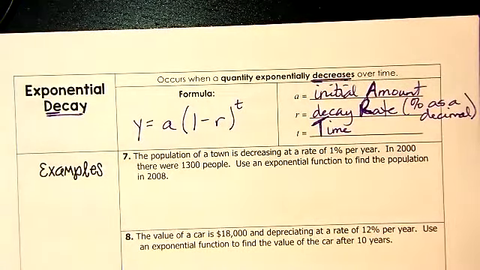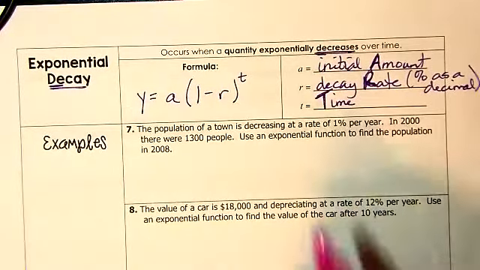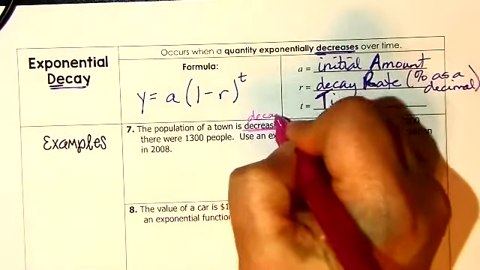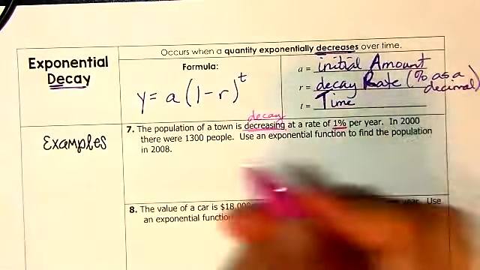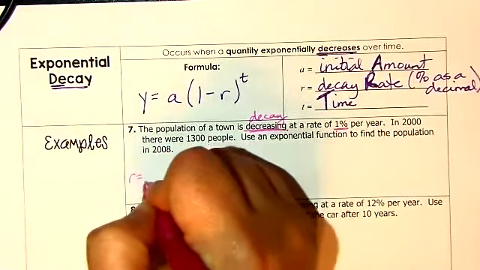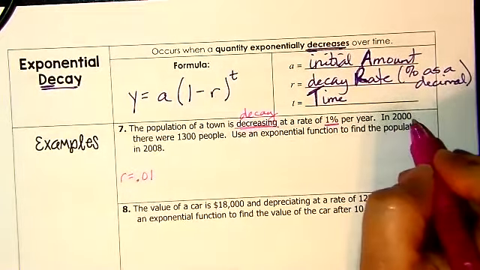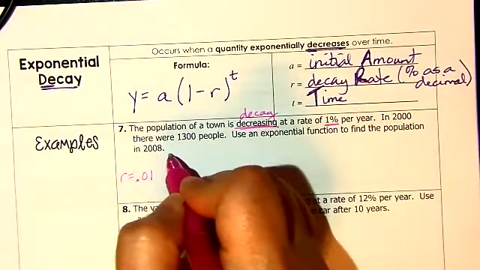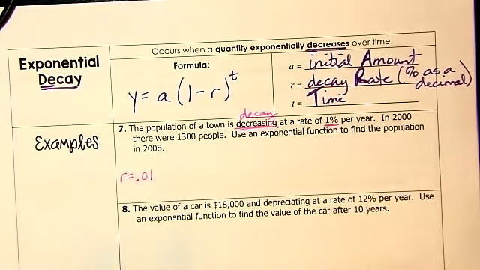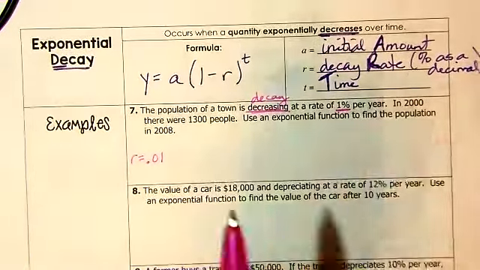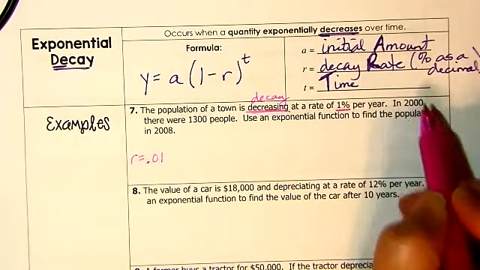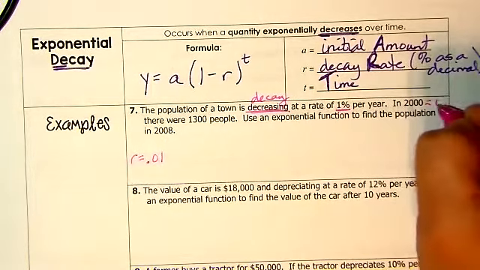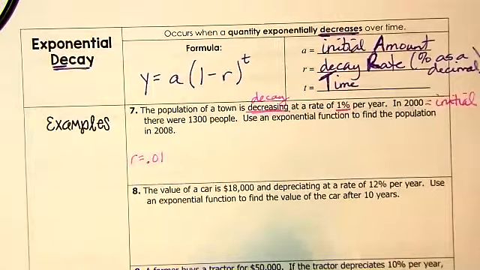Okay, so let's look at number 7. It says the population of the town is decreasing. Decreasing, that's my clue that this is a decay, at a rate of 1%. So therefore I know that my R is going to be 0.01. In 2000, there were 1,300 people. Use an exponential function to find the population in 2008. Notice I didn't automatically jump to saying what the A was because I had to finish reading the problem. I know that the 2000 is the beginning because it wants me to find out what it is in 2008. So I'm going from here to here. So the 2000 is representing the initial amount.